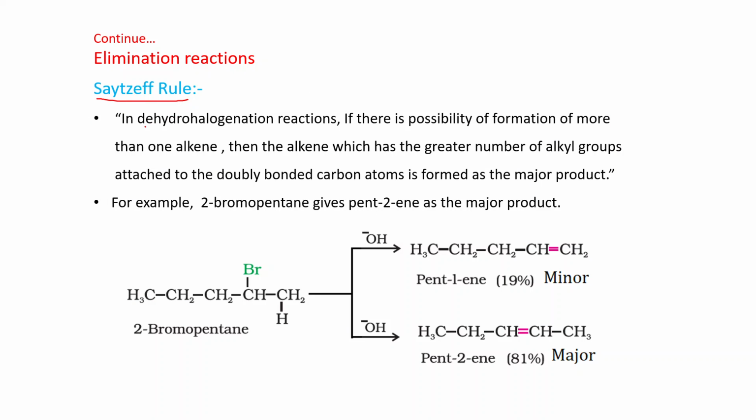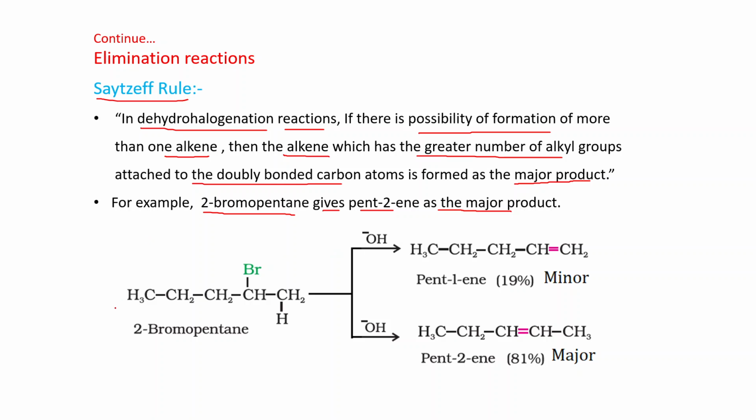Saytzeff rule. In dehydrohalogenation reactions, if there is possibility of formation of more than one alkene, okay, if haloalkanes contain more than one beta hydrogen, then there is a possibility of formation of more than one alkene. Then the alkene which has the greater number of alkyl groups attached to the doubly bonded carbon atoms is formed as the major product. For example, 2-bromopentane gives pent-2-ene as the major product.